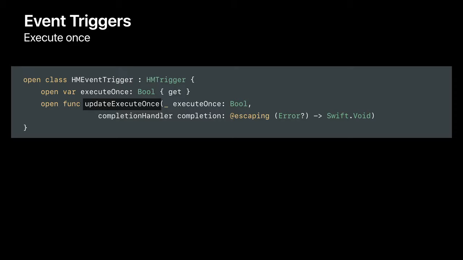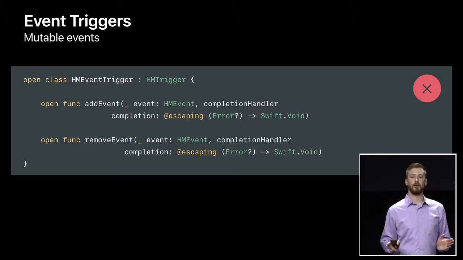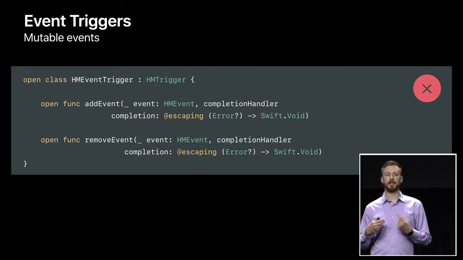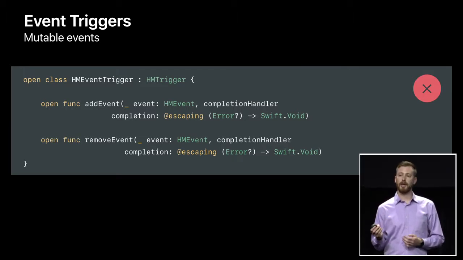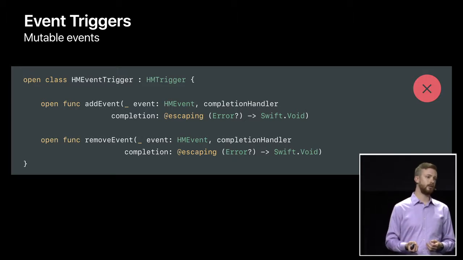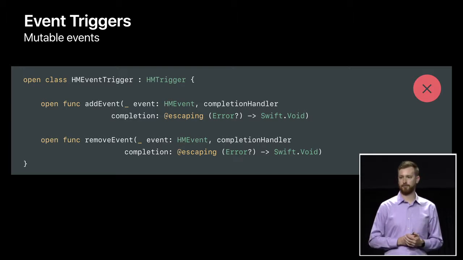Now last, we've heard your feedback, and we understand how difficult it currently is to update existing events on an event trigger. Let's take an example. If you were building an app and updating a single event, you first had to copy the properties of that event in your application. Then, you had to allow the user to modify that event. Once the user completed their changes, you had to create a brand new HMEvent with the new properties.